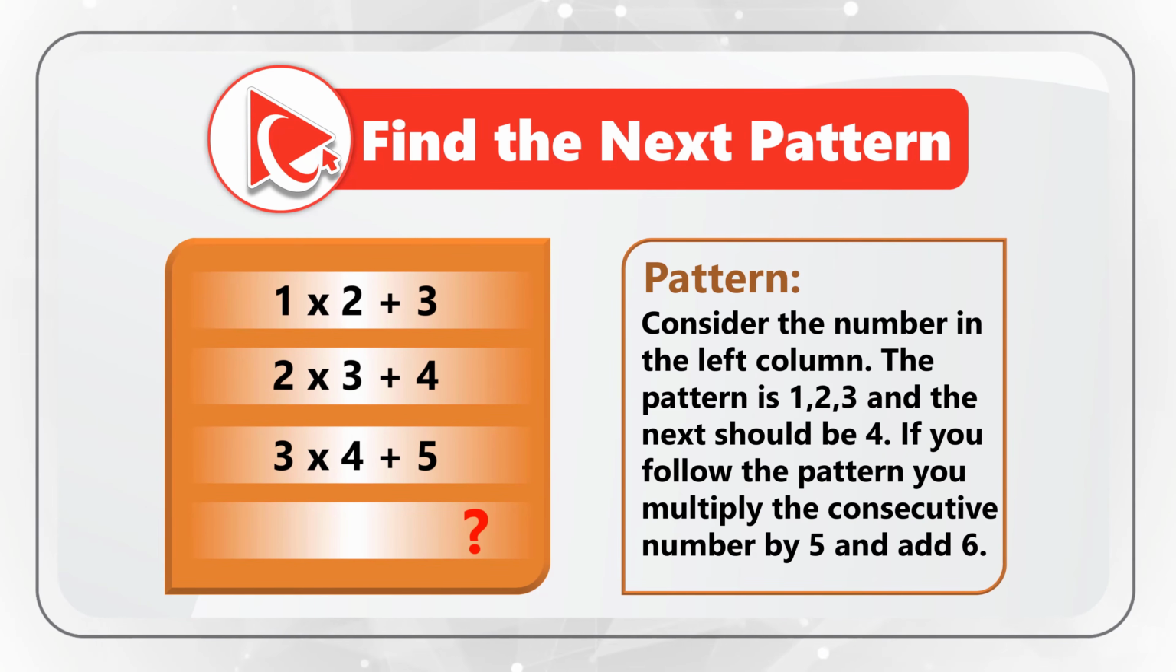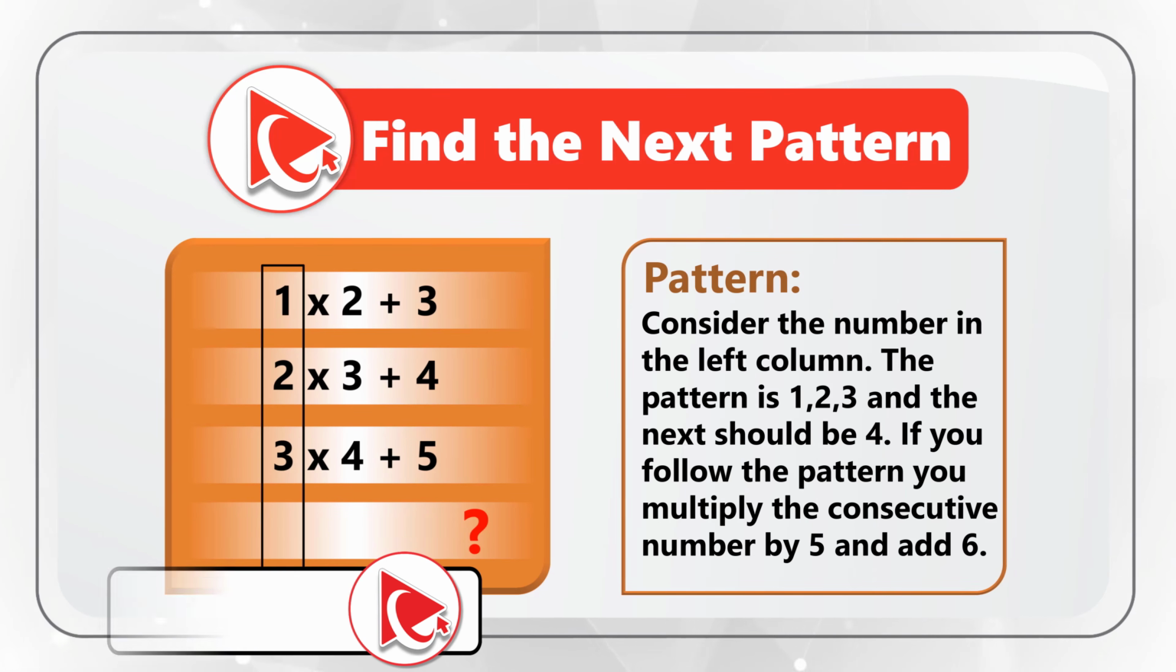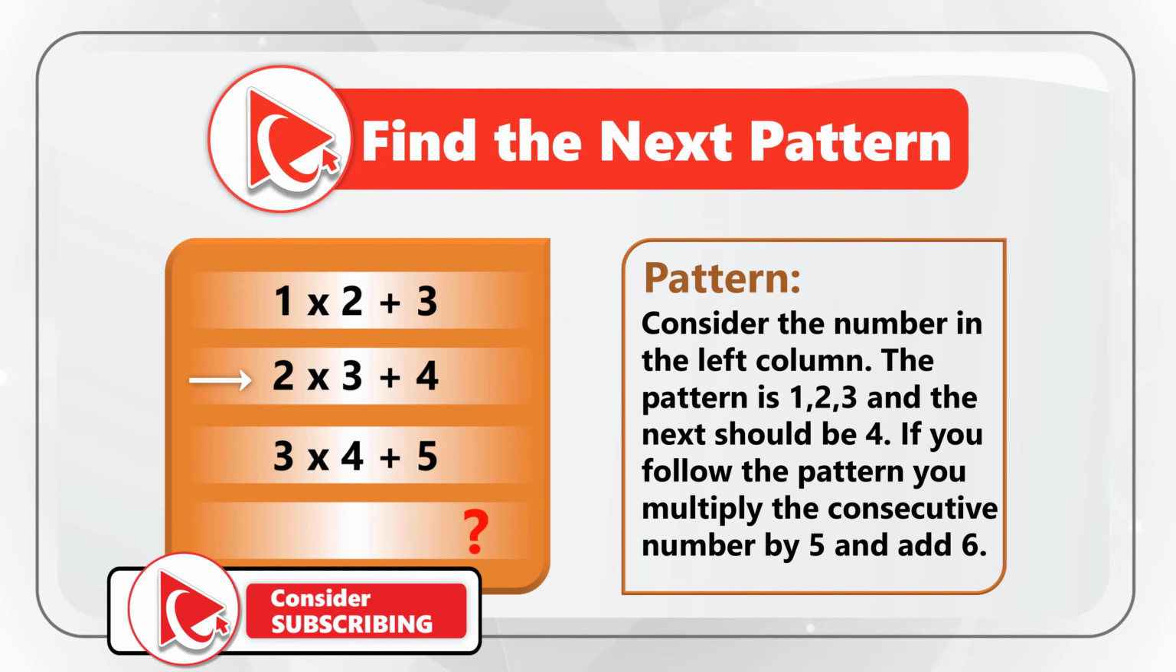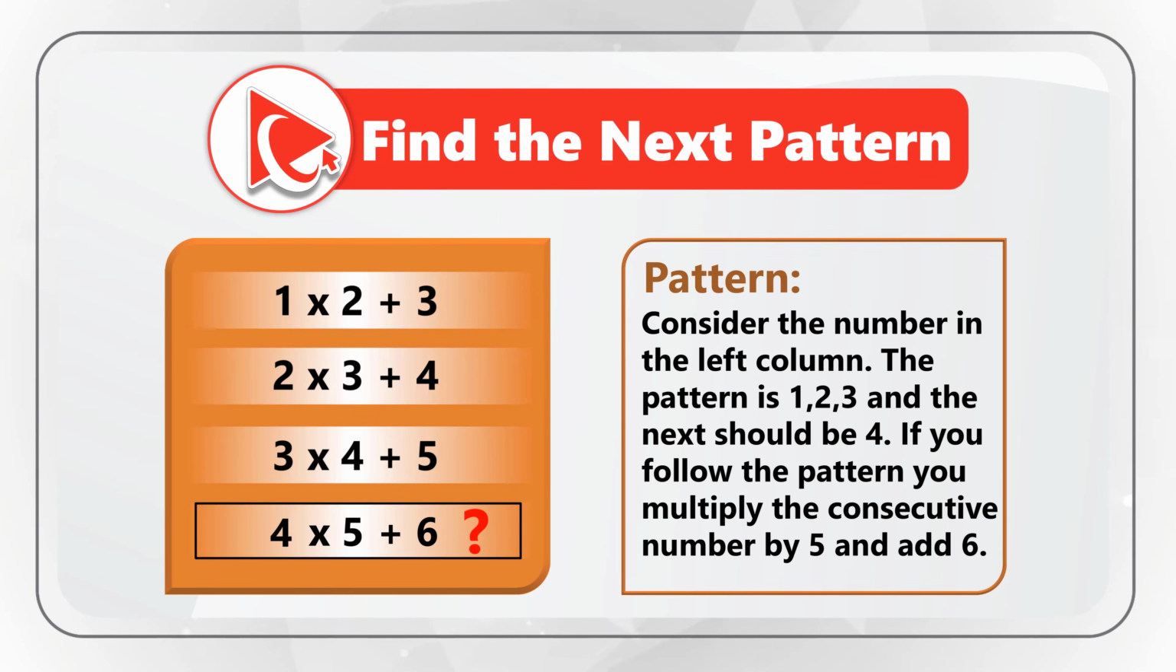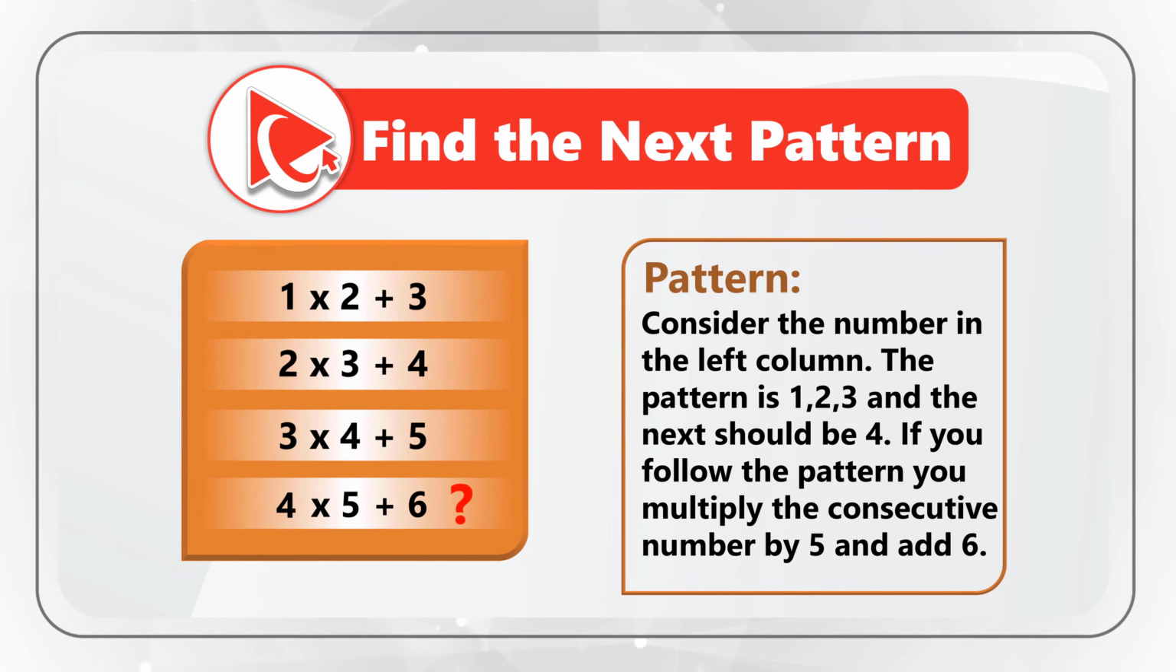And to detect the pattern, you need to look at the number in the left column. If you look closely, you will see that the numbers in the left column are 1, 2, and 3, which means that the next number in the sequence should be number 4. If you look closely, you will see that the numbers in the expression increment by 1 with each math operation, so that the final expression would be 4 multiplied by 5 plus 6, which matches choice B.